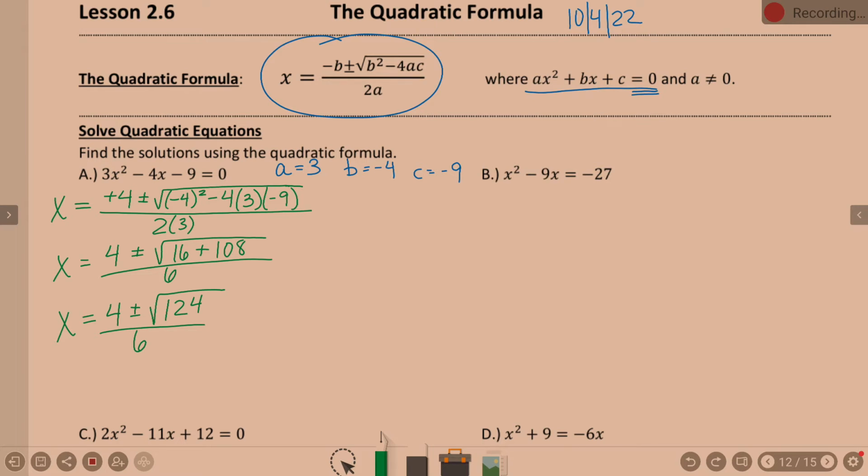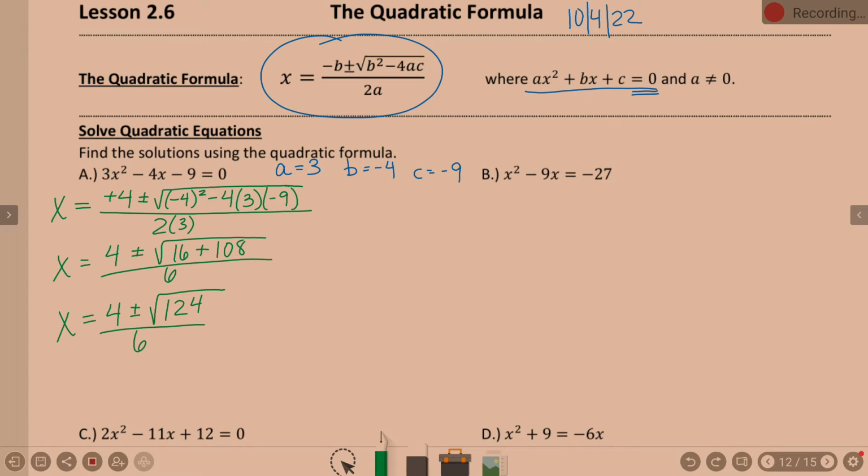Okay. 4 plus or minus the square root of 124 all over 6. Now, Savas is going to tell you you're not done at this point. At least my guess is they're going to say this is equivalent to the final answer, but not simplified. Why is it not simplified? Is there a perfect square in there maybe?